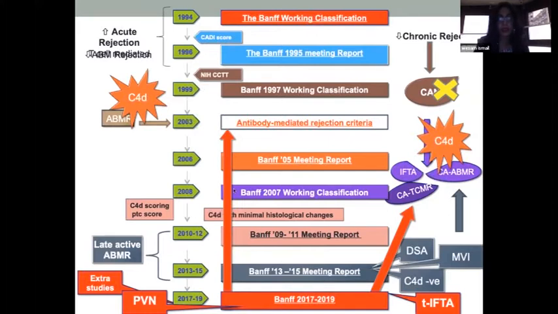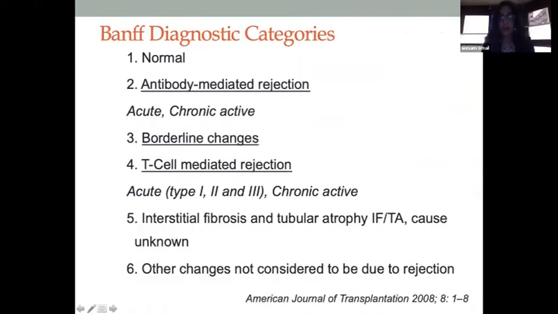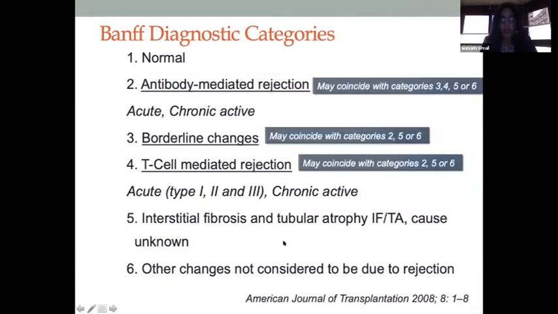So this is how the classification looked in 2009. Just to give you an idea, the classification is mainly based on 6 diagnostic categories. Number 1 is normal, meaning you don't have any changes related to transplantation. Then you have categories 2, 3, and 4, the rejection categories, and these can coincide with each other, meaning you can have different types of rejection together, like antibody and T-cell mediated rejection.